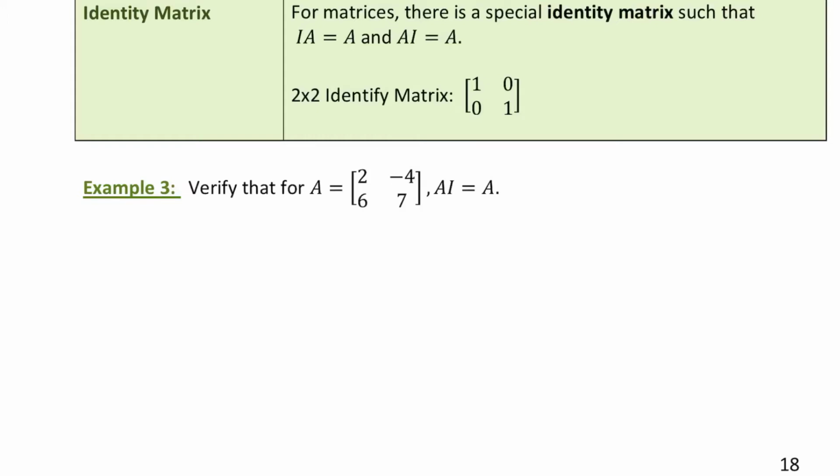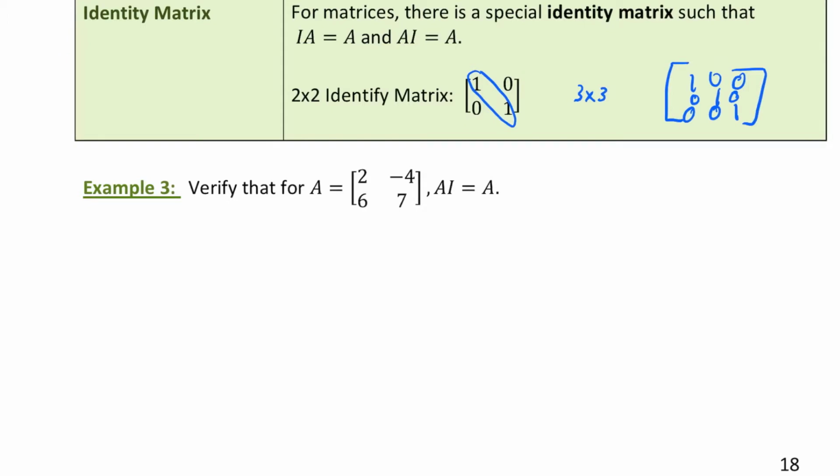So the 2 by 2 identity matrix is the matrix with 1s on the diagonal from upper left to lower right corner, and then 0s everywhere else. And there are other sizes of square identity matrices. You could have 3 by 3 ones, 4 by 4 ones, as long as you have 1s down the diagonal and then 0s everywhere else.